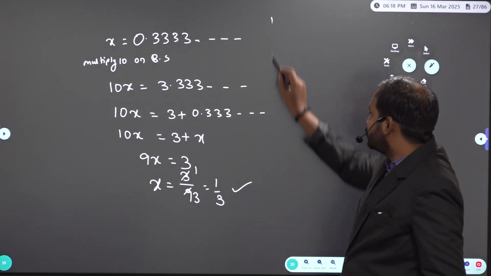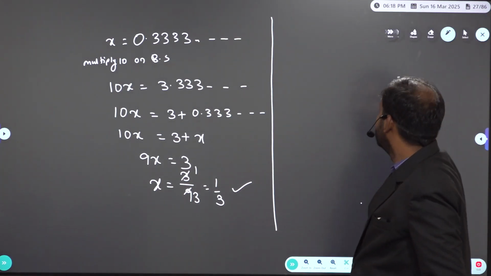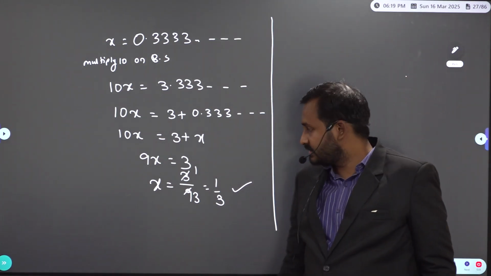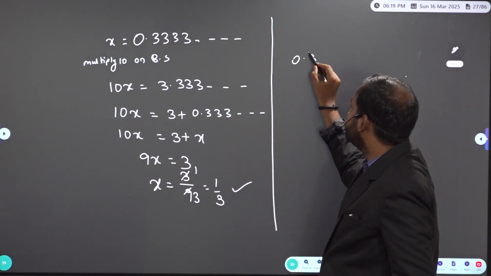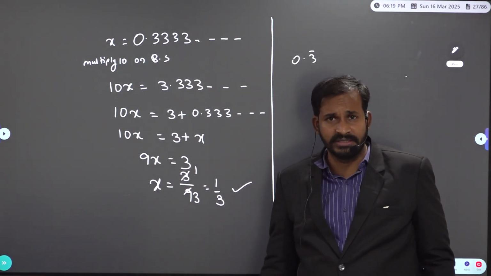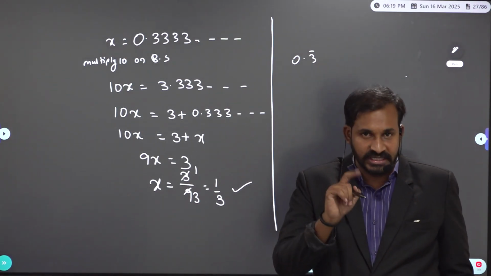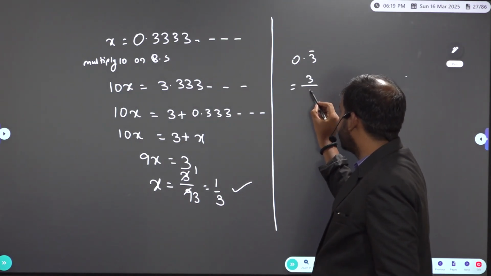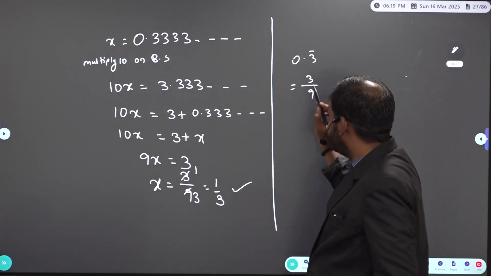Please observe this one, because they are asking questions from this area also, which is very, very important for us. What actually is happening here is, there is a simple shortcut for this one. 0.3 bar, right? How many digits are repeating here? Only one digit. So directly I can write that as 3 by 9. One digit is repeating, so 3 by 9.